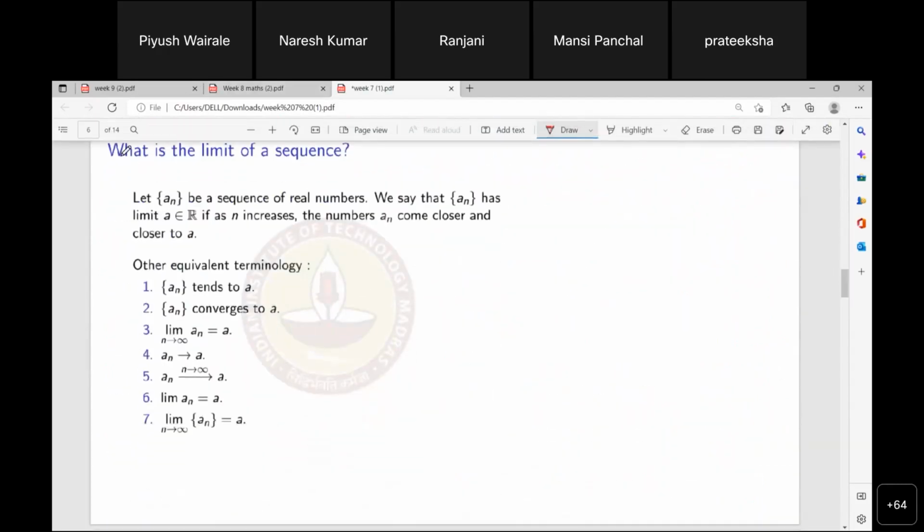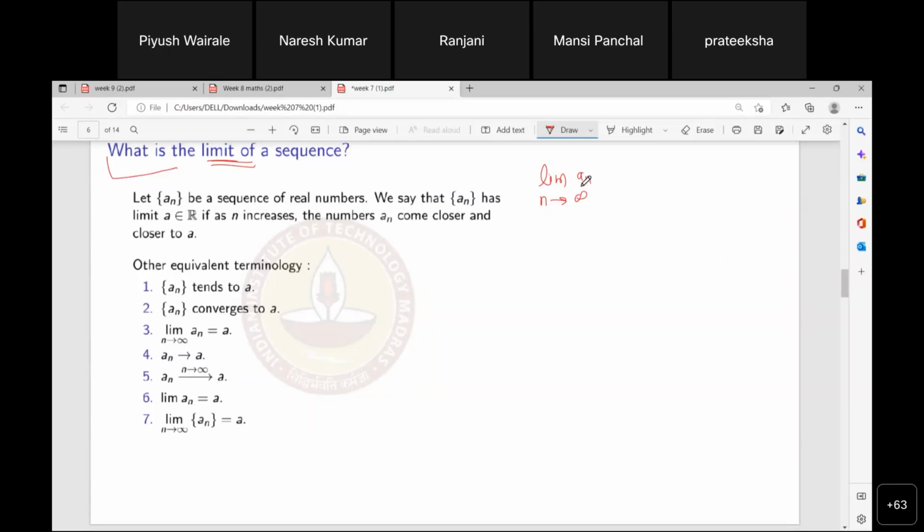So now next is, what is the limit of a sequence? Let's say a_n is any sequence of real numbers, and we can say that a_n has limit a belonging to R as n increases. If we want to find the limit of any sequence, we have to consider the limit as n tends to infinity, because as n increases, what will my a_n tend to? So that basically is sequences.